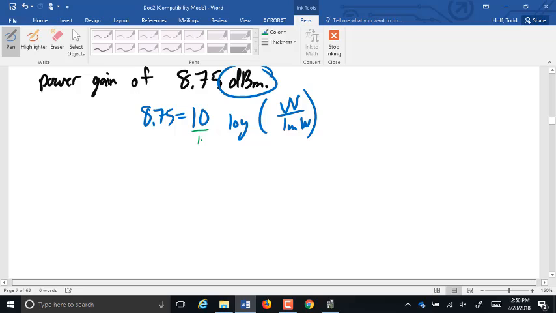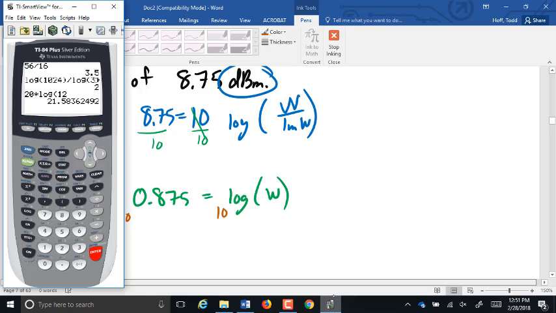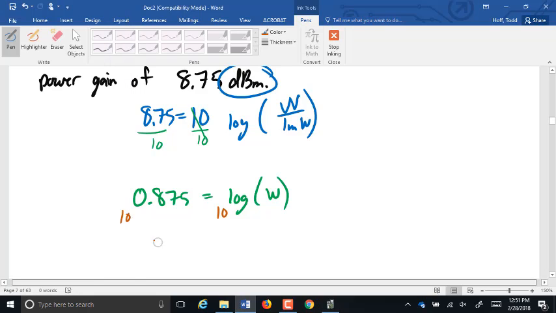So now we solve, we're going to divide by 10. So 0.875 equals log. I'm just going to put it as watts. I can get rid of the 1. I just know that's going to be in milliwatts, right? Then what? 10 to the power of, right? 7.5 basically equals our power. So that's 7.5 milliwatts.